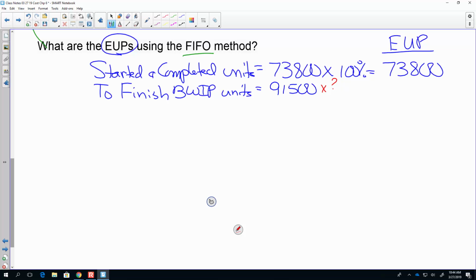First in, first out means what? Those beginning units are done first before I do the next units. So 70% is the number here. What is that equivalent to? 64,050. Okay, how do I finish this then? Ending with units, because I worked on those this period, right?